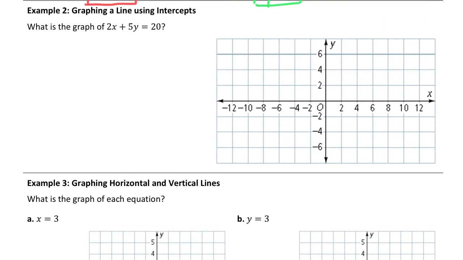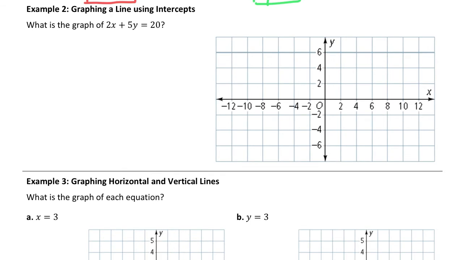Example 2 kind of does a better job of this because we actually get to see the graph. So first I'm going to find the x-intercept. So the x-intercept is when y is 0. So 2x equals 20. Our x-intercept is 10. So I'm just going to graph a point. 10, 0.